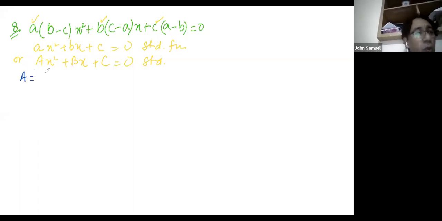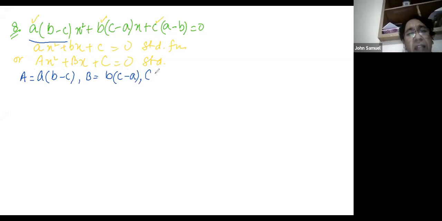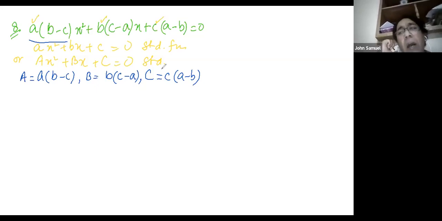A is equal to A into B minus C. Similarly, B is equal to what? B into C minus A, and capital C is equal to C into A minus B. According to the question, what is given here? Show that the roots of the following equation are rational. If these roots are rational, what will the discriminant be?